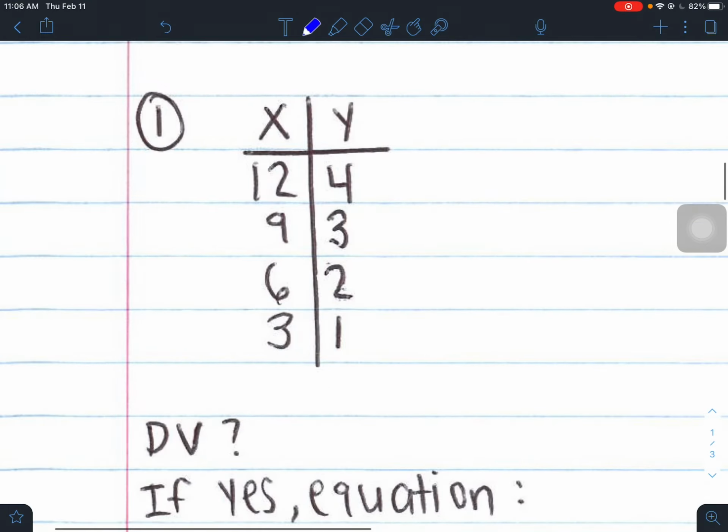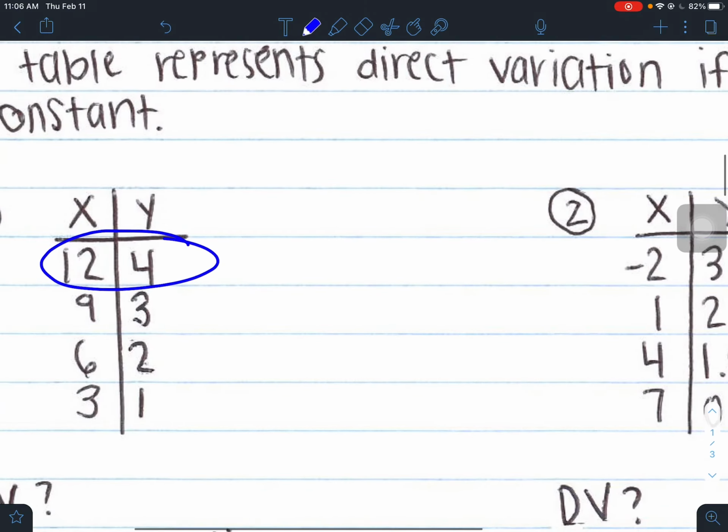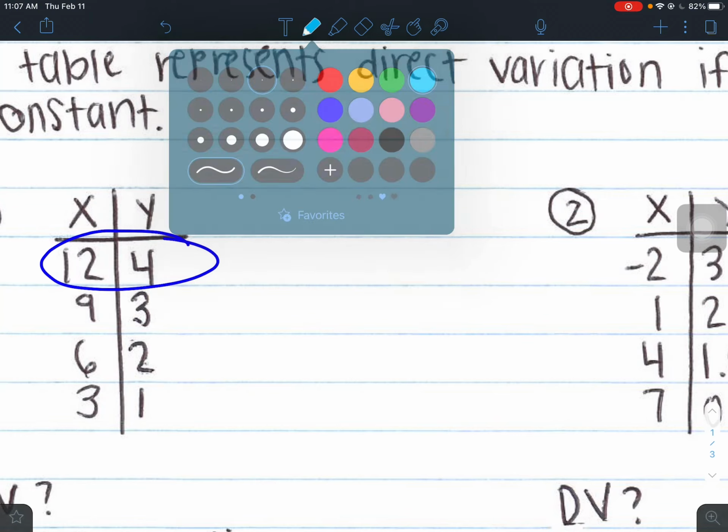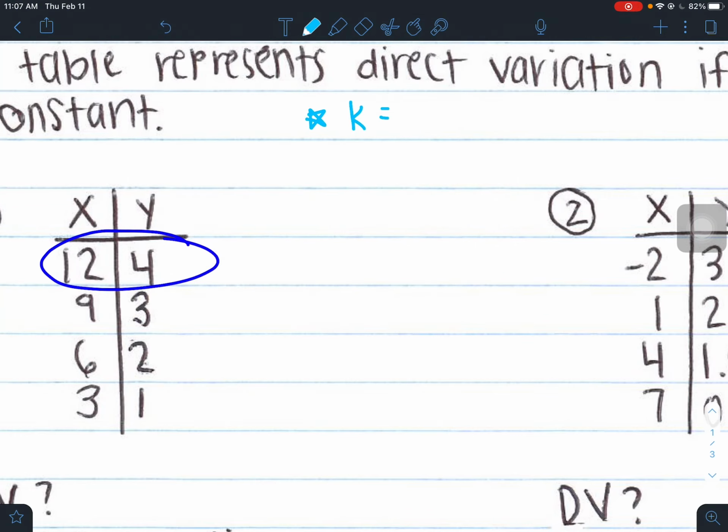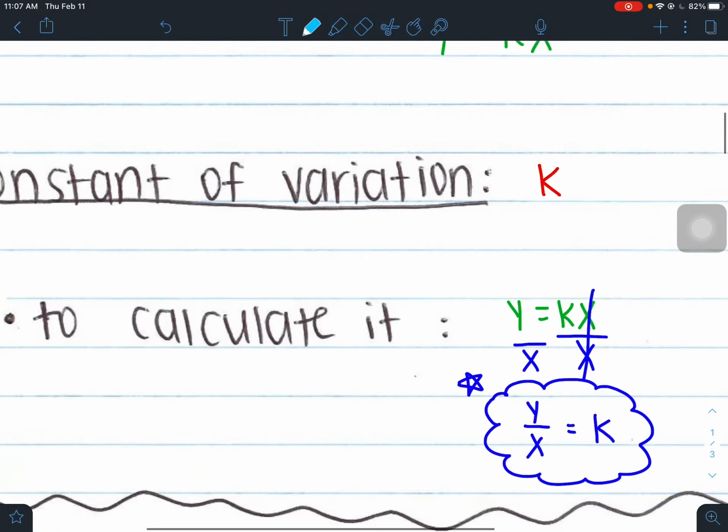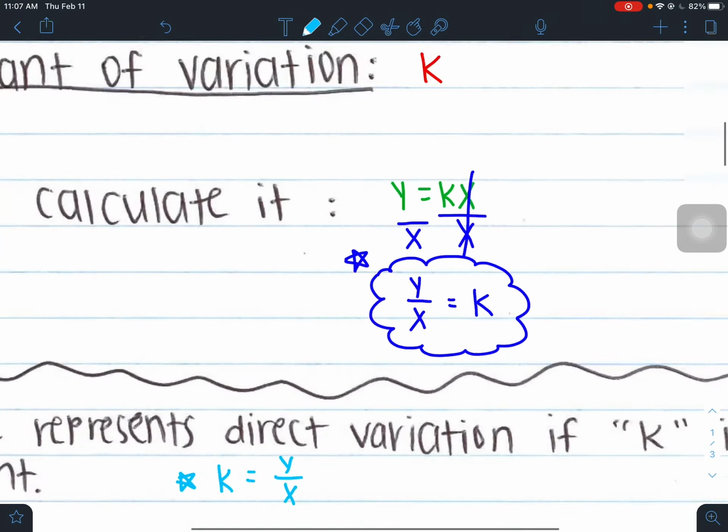So what you want to do is you want to go with each ordered pair. Okay, so we're going to do the first ordered pair. Now remember, the formula to calculate for k is... Remember, k is y divided by x, and we got that formula on the last page. K equals y divided by x.